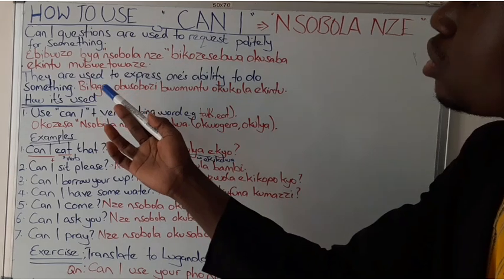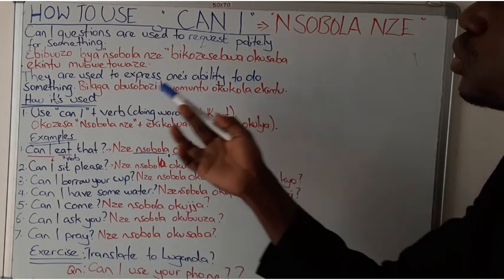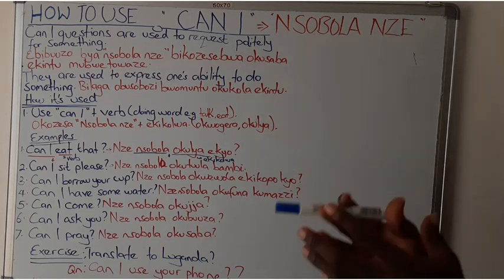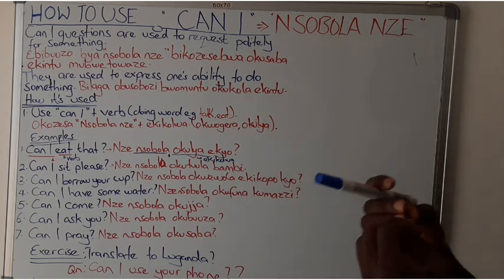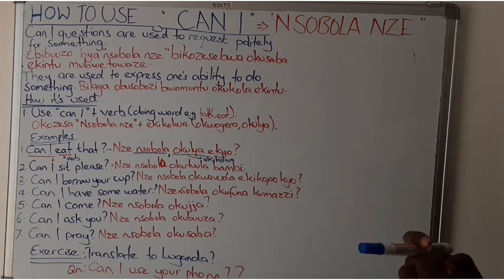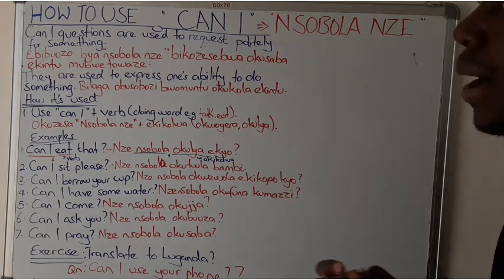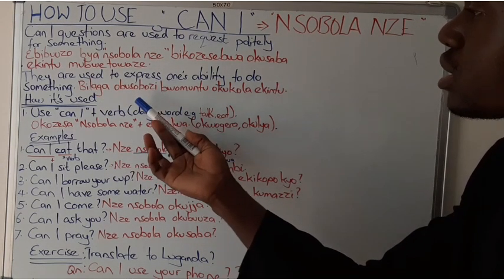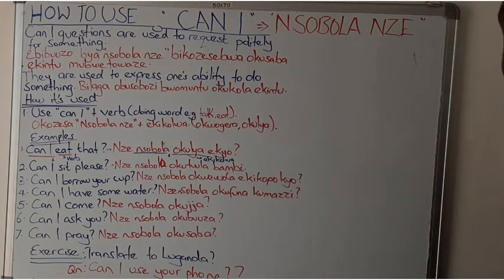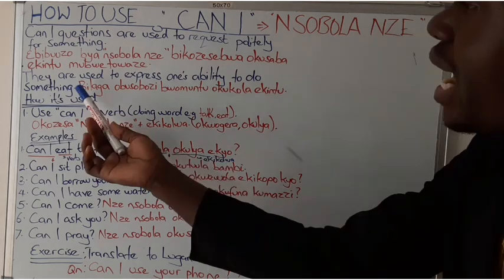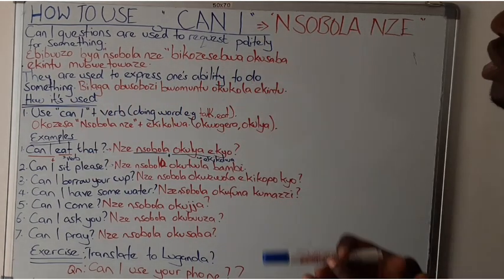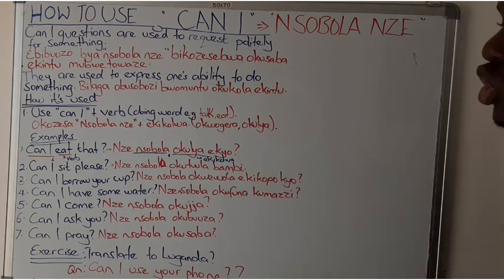Okay, so they are used to express one's ability to do something. And what do I mean by this? For example, you have the potential of doing something. So you can say, can I please do that? Nsobola nze okukola ekyo. So you are expressing your ability in one way or another of doing something. Biraga obusobozi bw'omuntu okukola ekintu. One more time, they are used to express one's ability to do something.